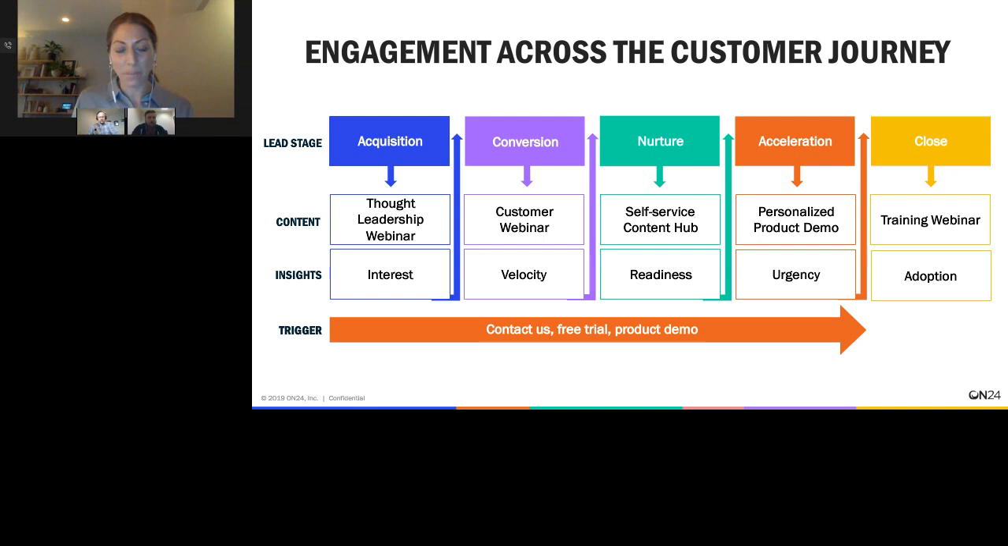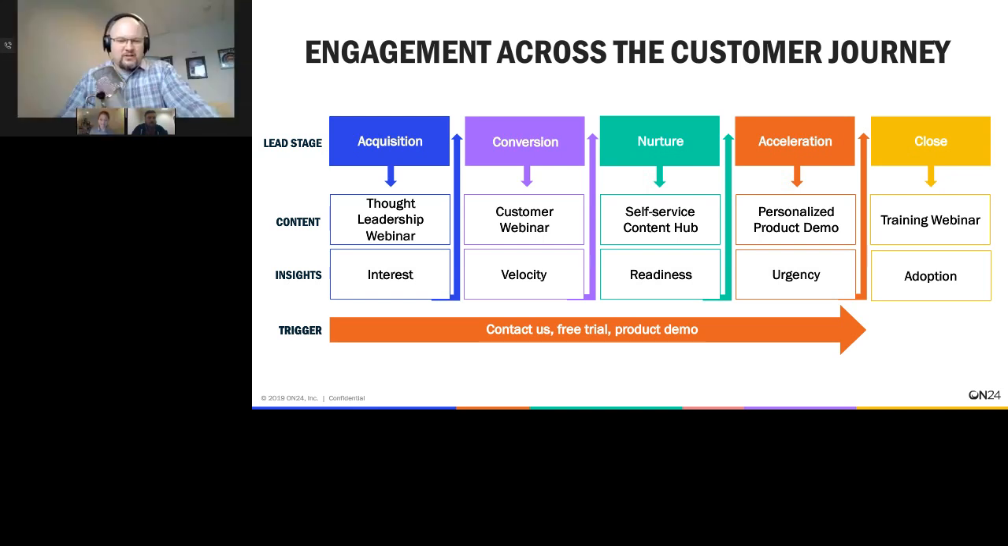Well, this is my favorite slide of this whole presentation because I think it encapsulates everything we've talked about so far. It's pretty. It's got all the colors of PowerPoint. And if you were to take out the content piece in the middle maybe, but keep the lead stage, the insights, and the triggers, this is a format and a structure that any company can use. If you aren't thinking about your content in this kind of structure, with a level of precision for the type of content, the format of that content, and what its job is in terms of creating either interest or velocity or readiness, I think this is a place to start.